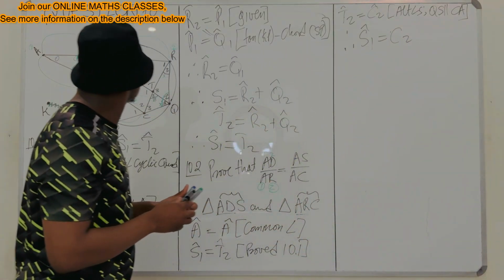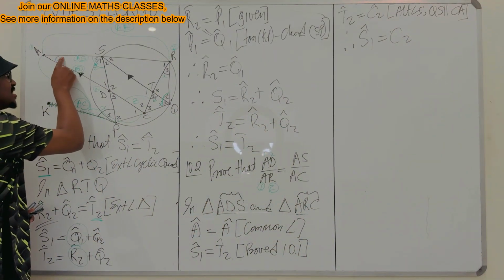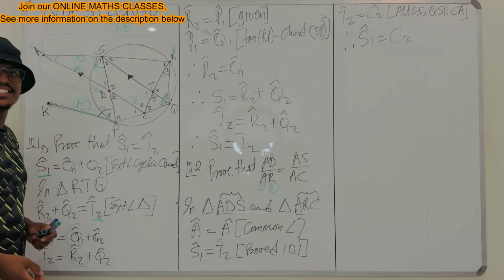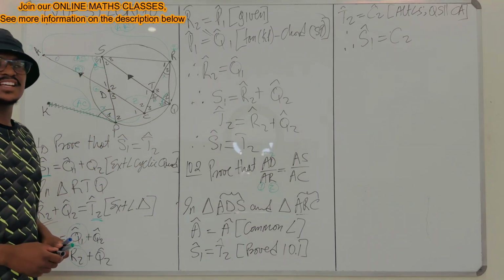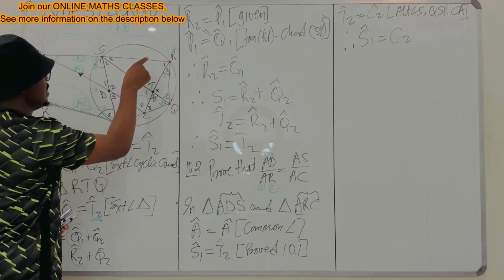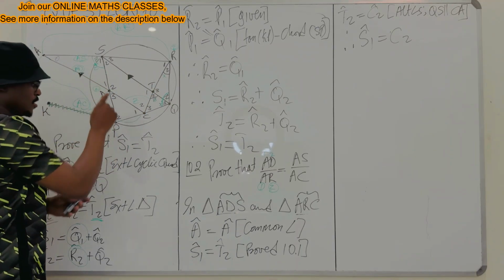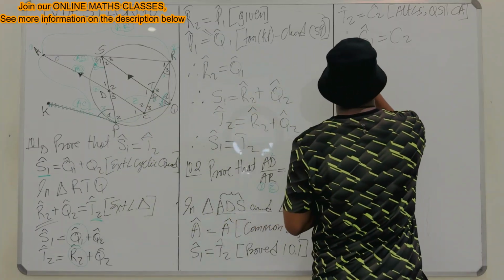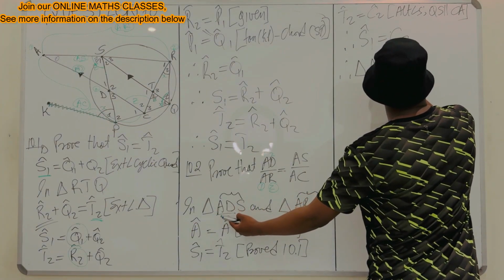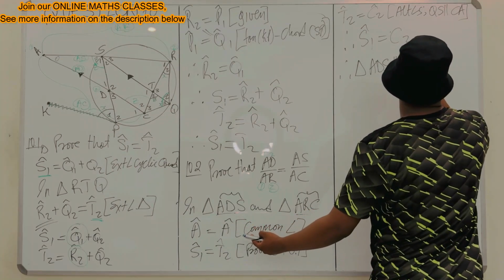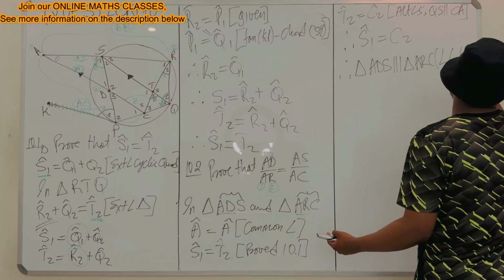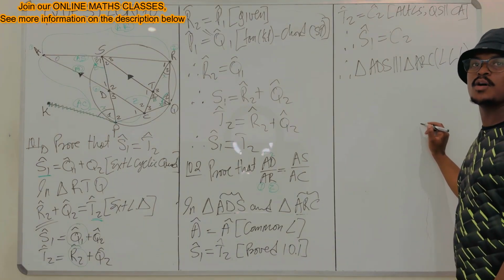So in these two triangles, angle A is the same for both of them. Your angle S1 is the same as C2. So these two triangles are similar by angles, which is all their angles are equal. This angle is equal to this one, and this one here is equal to that one over there. So we can say, therefore, triangle AGS, the order is important, is similar to triangle ARC by angles. All the corresponding angles are equal.